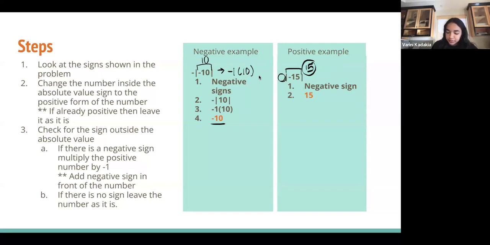So basically all the absolute value does, these bar signs, all it does is make a number positive. So if you have -10 inside of here, it's just going to make it 10. That's all it does. And then if there's a negative sign in front, make sure you multiply by -1. Otherwise, leave it as it is.